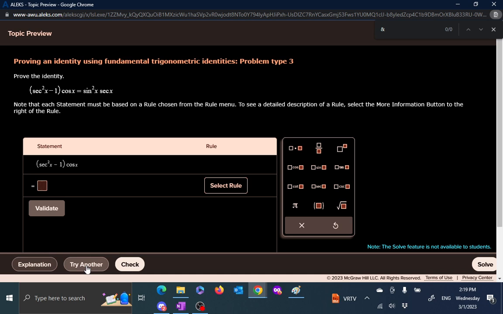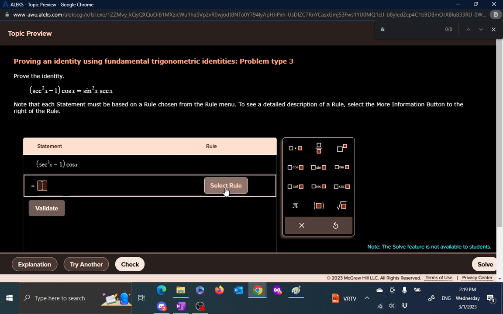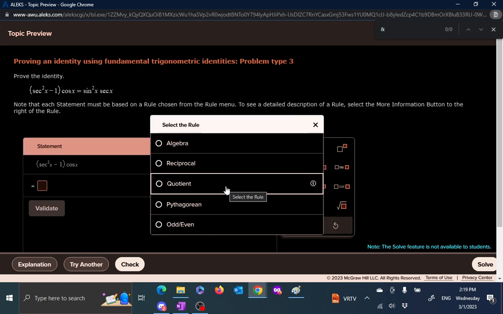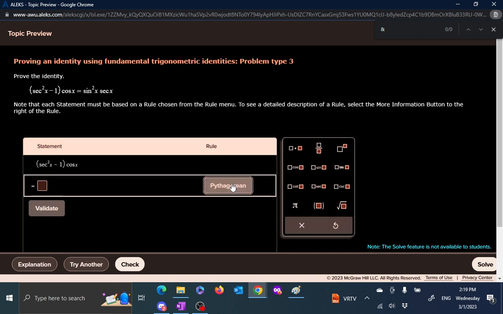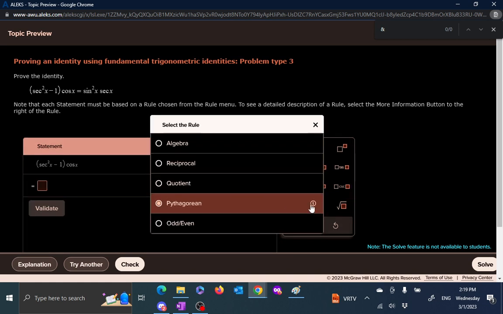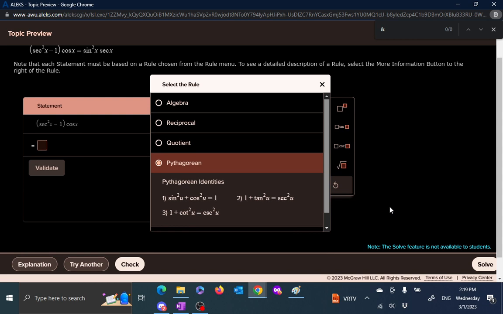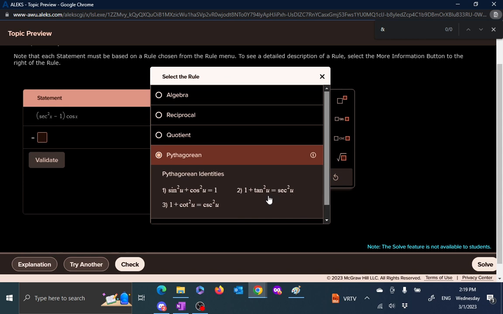Okay, secant squared minus 1 times cosine of x. We want to show that it is the same as sine square of x times secant of x. So step by step, what can I do with secant square minus 1? Where does that show up? It has to be in the category of Pythagorean identities. If I subtract 1 from secant square, all I get is tan square. Is that right? So that is going to give me tan square.